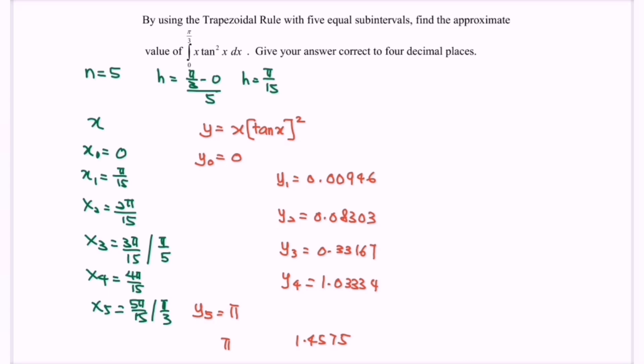So we have h over 2, so pi over 15 over 2, times the bracket summing up y0 and y5. So we have pi plus 2 times 1.4575. So we have 0.63424. Round off correct to 4 decimal places. So 0.6342.